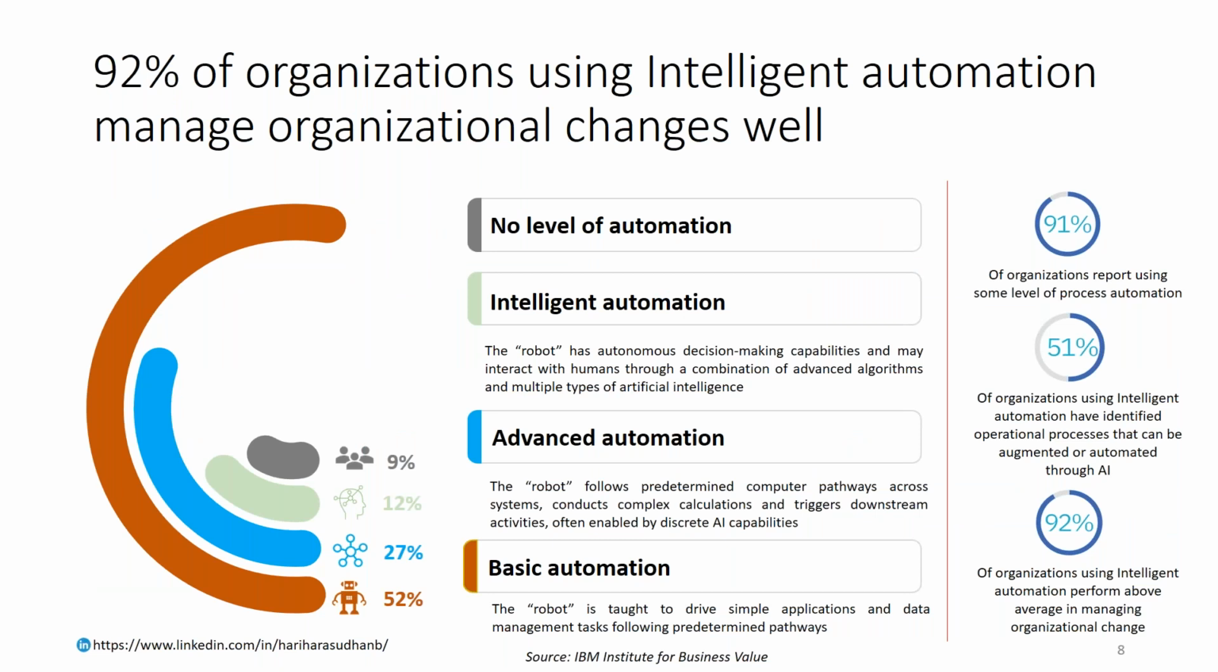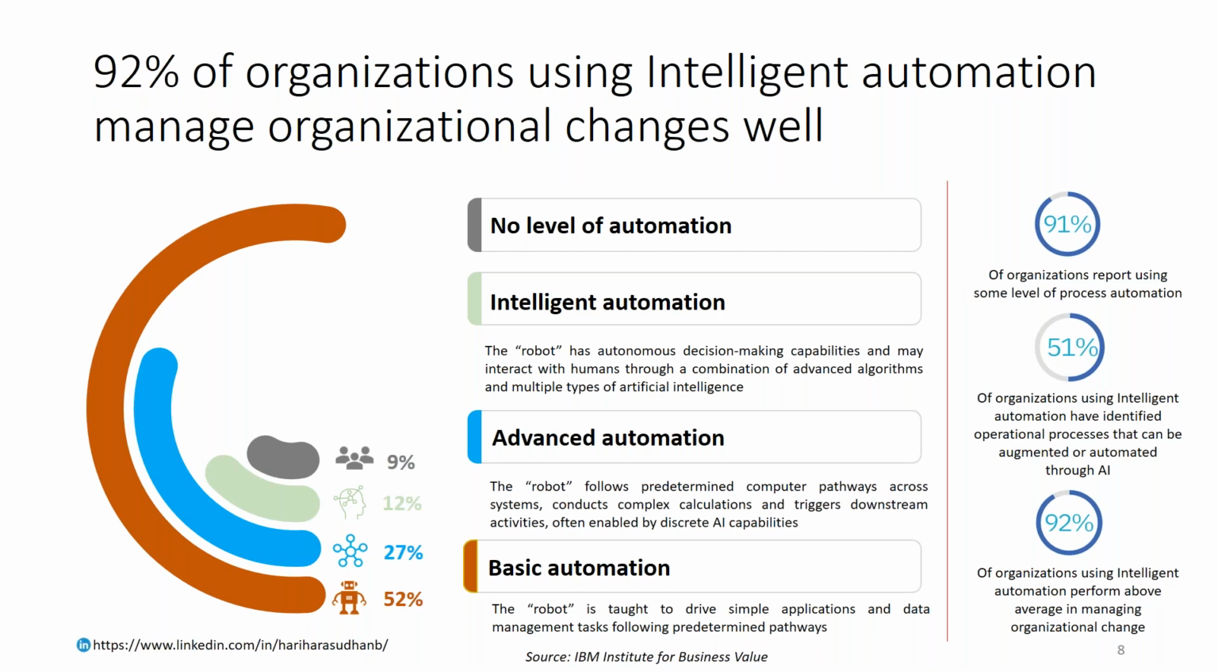So moving on, the current slide which you see here has some statistics on how many percent of organizations are using some level of automation. This is a survey conducted in all the companies involved. 9% of the companies did not do any level of automation, while 12% of them were doing some intelligent automation, which is cognitive automation, and 27% advanced automation, 52% basic automation.